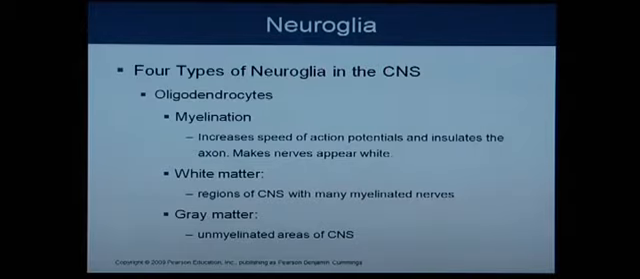White matter are areas of the central nervous system that have lots of myelinated nerves. Gray matter are the unmyelinated areas of the CNS, or central nervous system. Like that group of axons I showed you that were bundled together partially by a Schwann cell, so they weren't fully wrapped, which is why we call them unmyelinated.